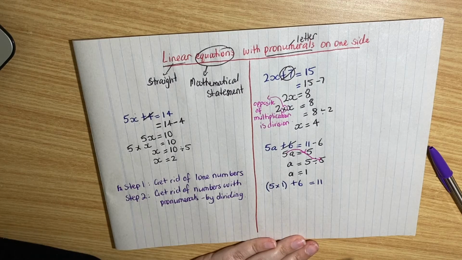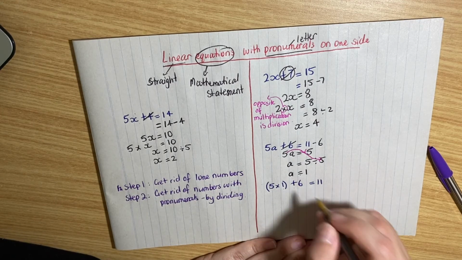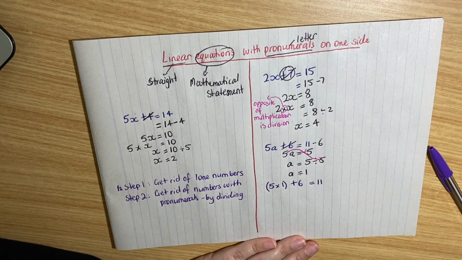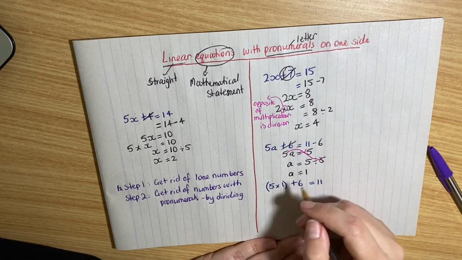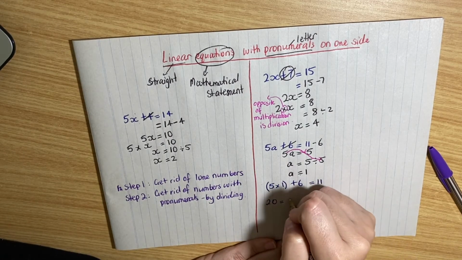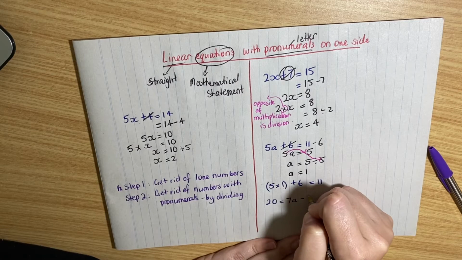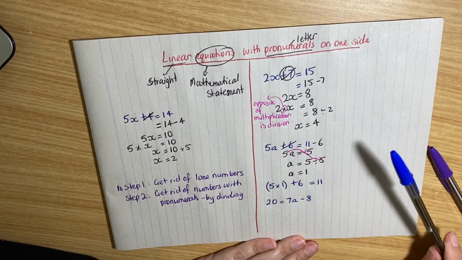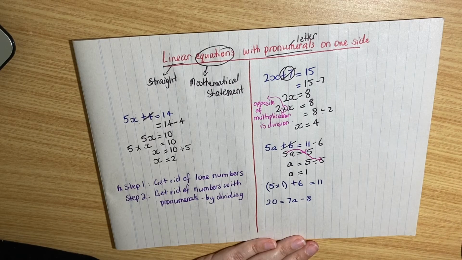All right, so say that I have 4b. I want to do one where, instead of addition, I've got subtraction. So here I've got 20 equals 7a minus 8. 20 equals 7a minus 8. Okay, so how do I do this?